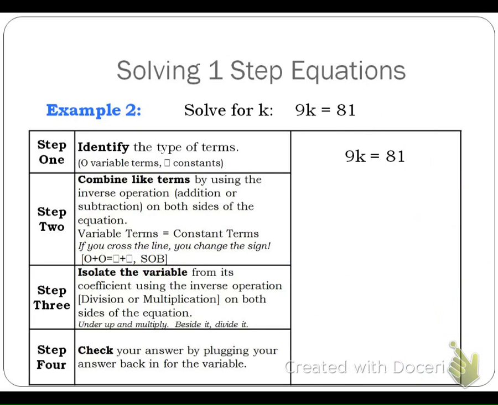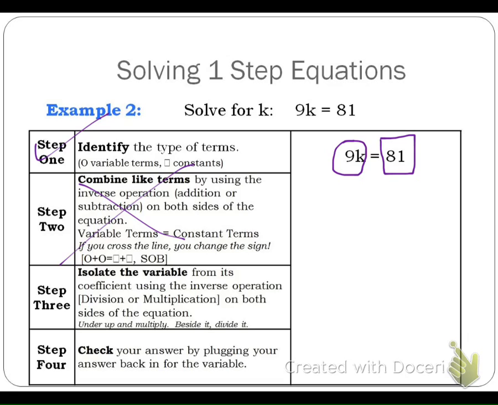Looking at the next problem. First thing, identify your terms. So let's circle our variable terms. We only have one, and put a square around any constant terms. We only have 1. So we finished step 1. Step 2, we need to combine any like terms. Do we have any like terms to combine? No, so we get to skip that step.